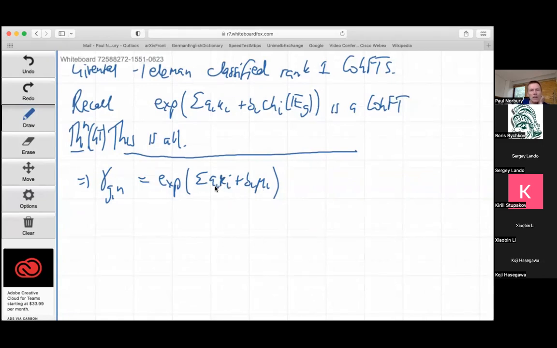And so Maxim Kazarian was asking why these coefficients a_i, Paul, and what are the mu_i's here? Oh yeah, that's just from my notes.